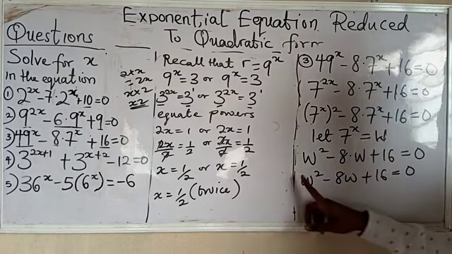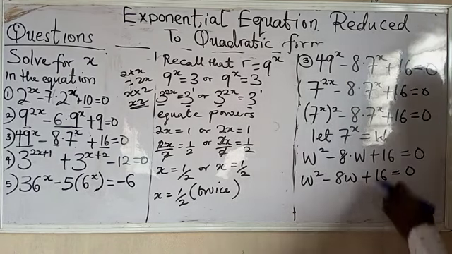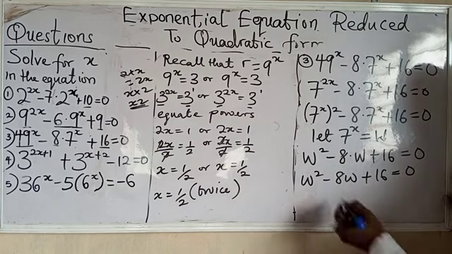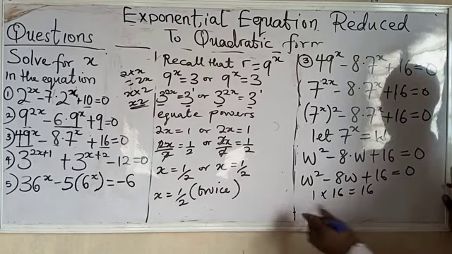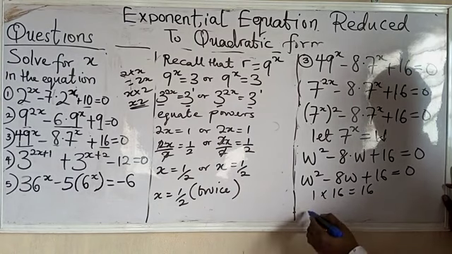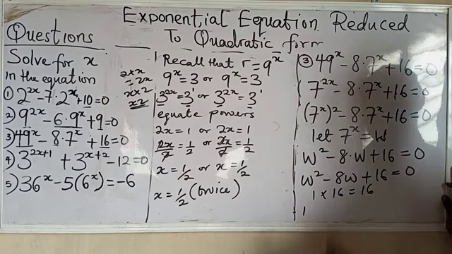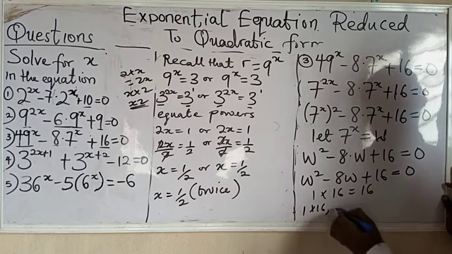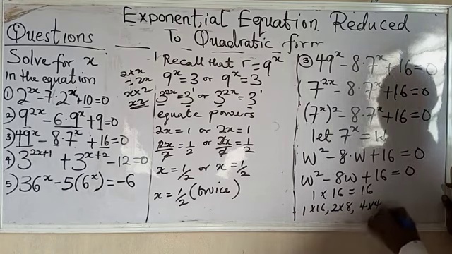The same thing again. The first term, the coefficient of w squared is 1, and the constant term here is 16. So I will say 1 times 16, that is what? 16. So from here we have the factors of 16, or the two numbers that when you multiply it gives us 16. We have 1 times 16, 2 times 8, 4 times 4.